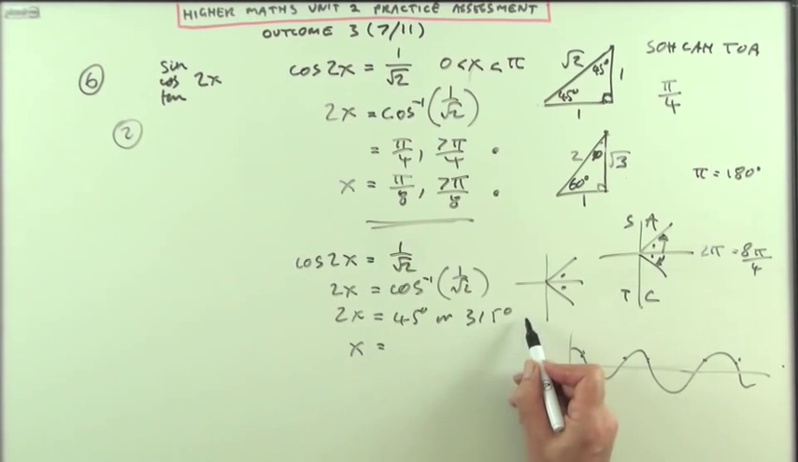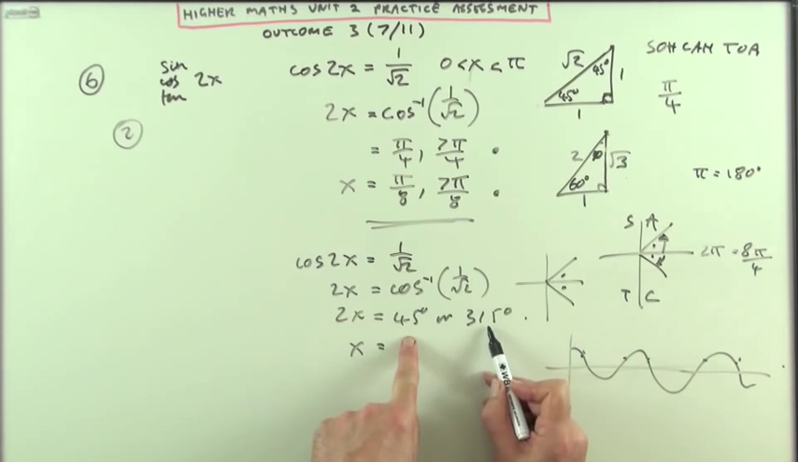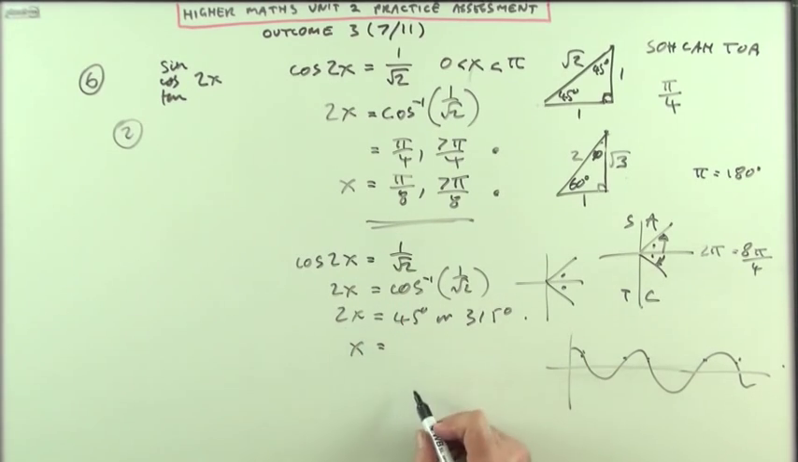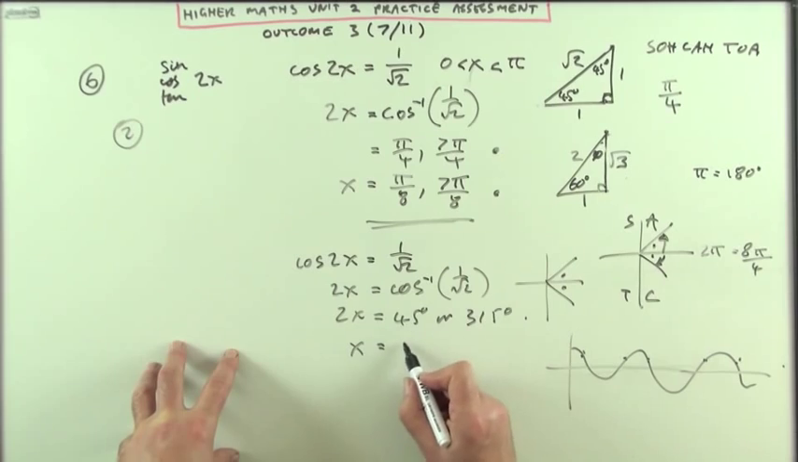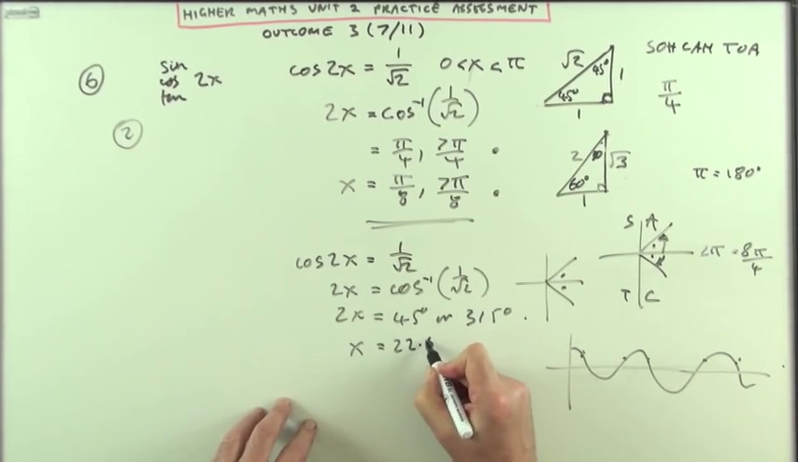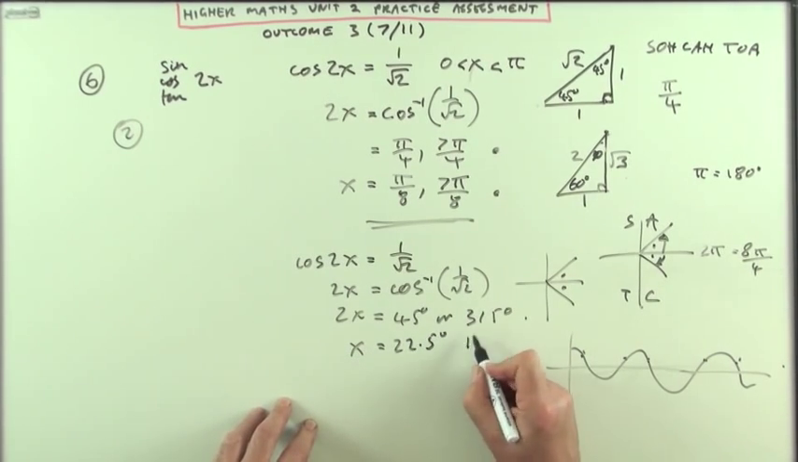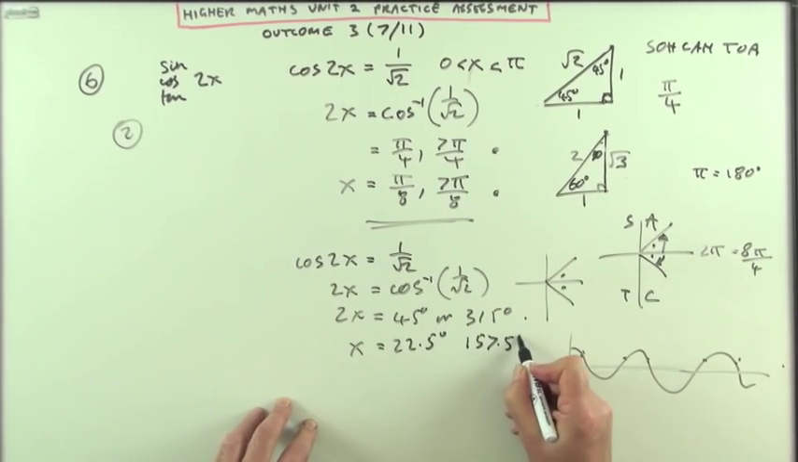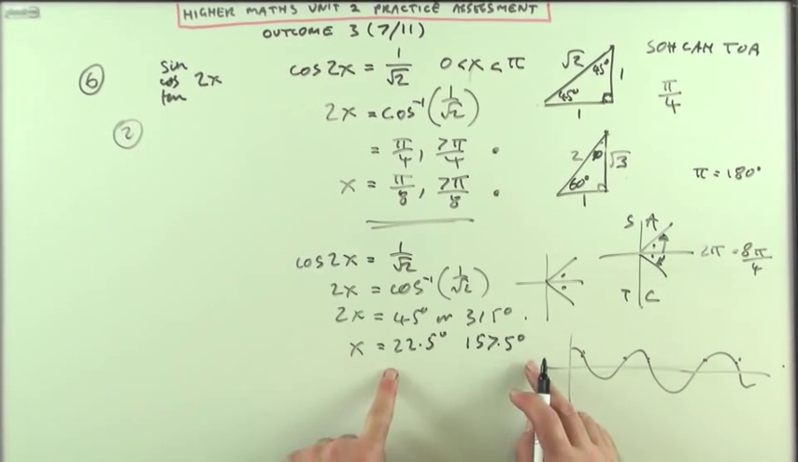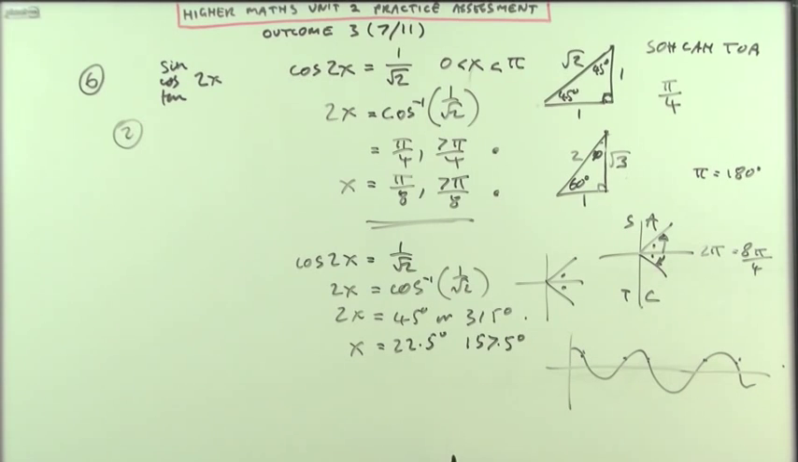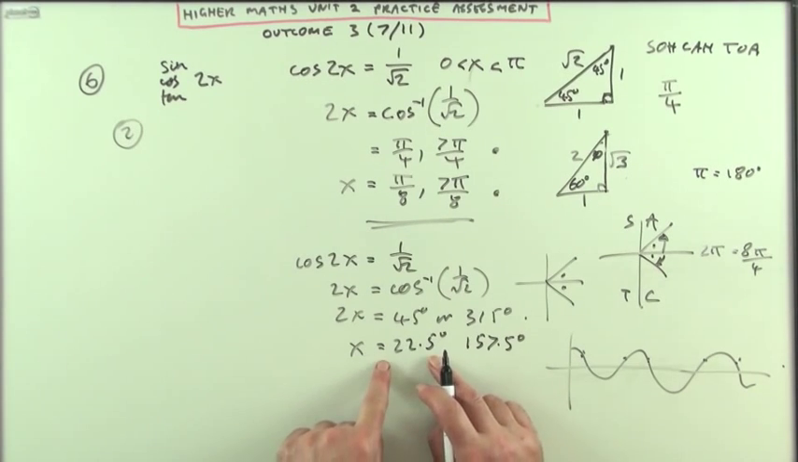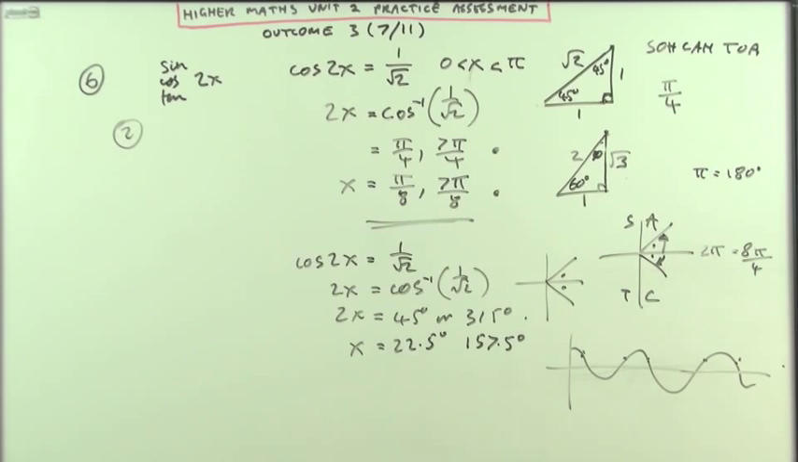The next part would be, strictly speaking, that isn't quite your first mark yet because it's in degrees and not in radians. Would be divide them both by 2, which is a bit nastier, because now I've got 22.5 degrees or 157.5 degrees. And I can't leave my answer like that because I have to put it back into radians. So now I've got to mess about with changing degrees into radians.